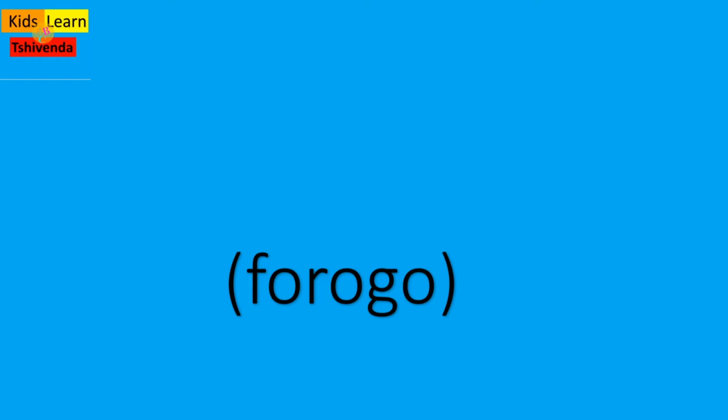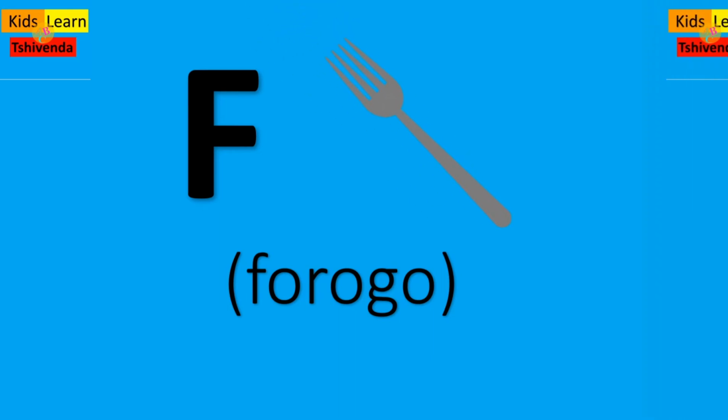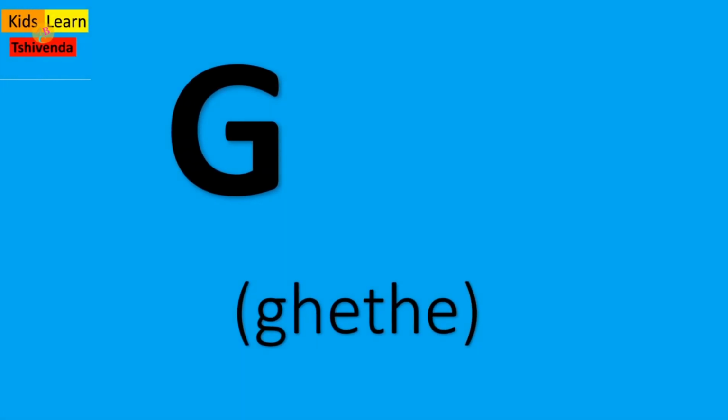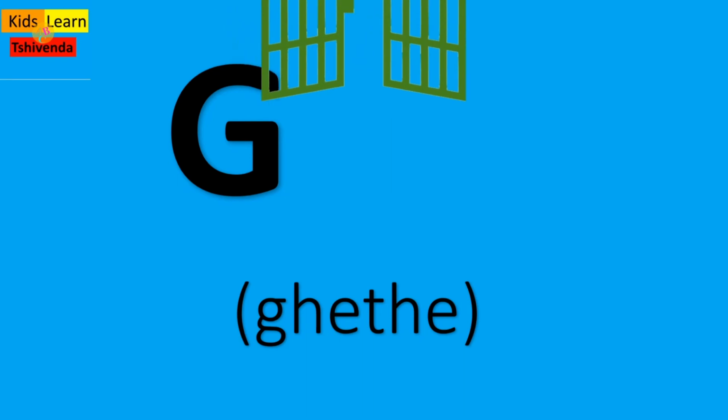F. Forogo. Forogo means a fork. A fork that you use to eat. G. Gete. For gate.